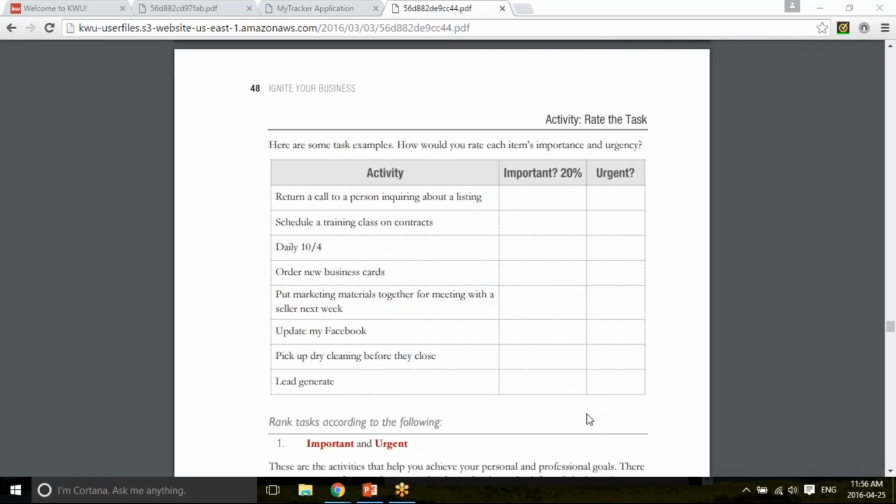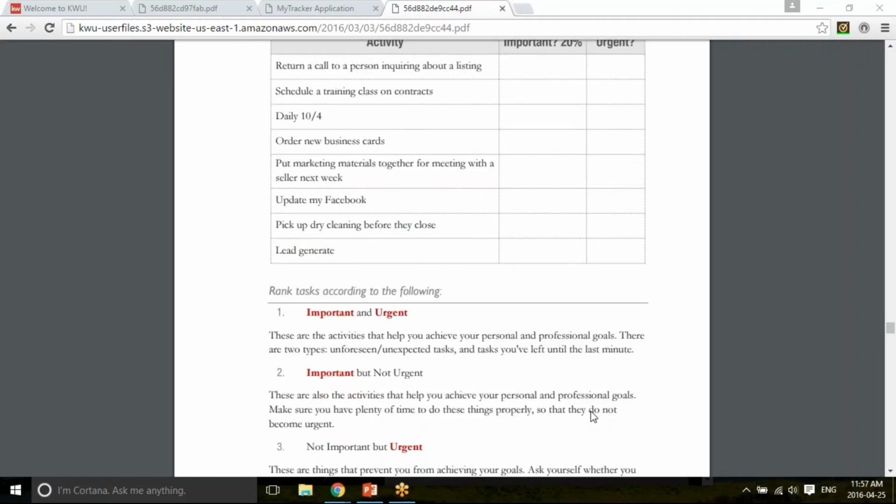Okay? This section is looking at is it important or 20%? So for example, return a call to a person inquiring about a listing. Do we think that's in our 20%, important? Yeah. Do we think it's urgent? Yes. Scheduling a training class on contracts. Yes, that's important, but it's not urgent. Daily 10-4 is both important and urgent. Ordering new business cards is neither. Put marketing materials together for a meeting with a seller next week. It is important, but it's not urgent. Pick up dry cleaning. Lead generate. Okay? So there's a difference between important but urgent, and important but not urgent.